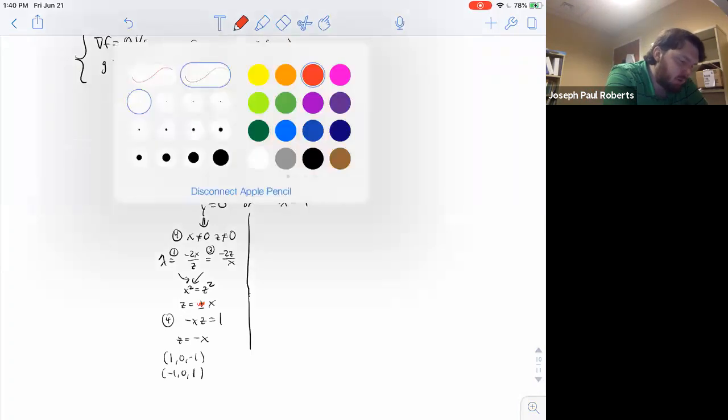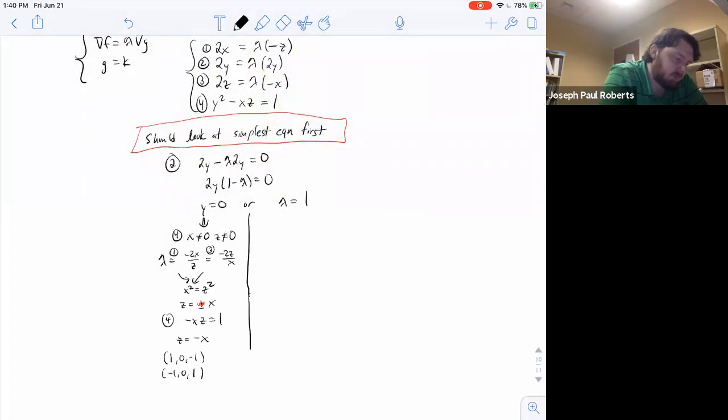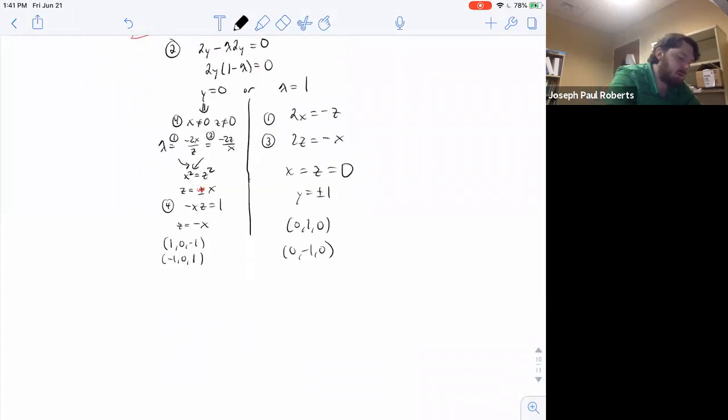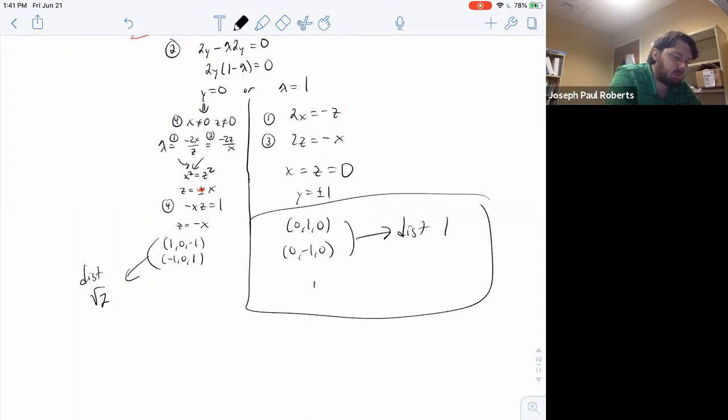Okay, and then if lambda is 1, that's going to lead to the same answers we got with the previous technique. Because if lambda is 1, equation 1 tells us that 2x equals minus z. Equation 3 tells us that 2z is minus x, and it turns out the only solution to that system is both x and z being 0. Just do substitution or elimination, it's up to you. Which then means that y has to be plus or minus 1. So we get 0, 1, 0 and 0, minus 1, 0. These are distance square root of 2 from the origin, and these are distance 1. So this you would assume is the minimum.